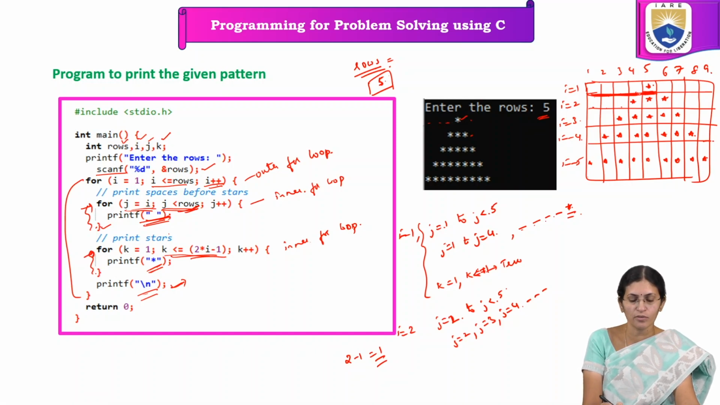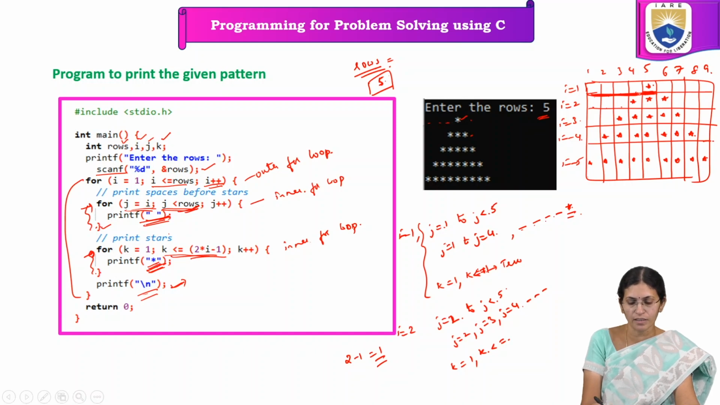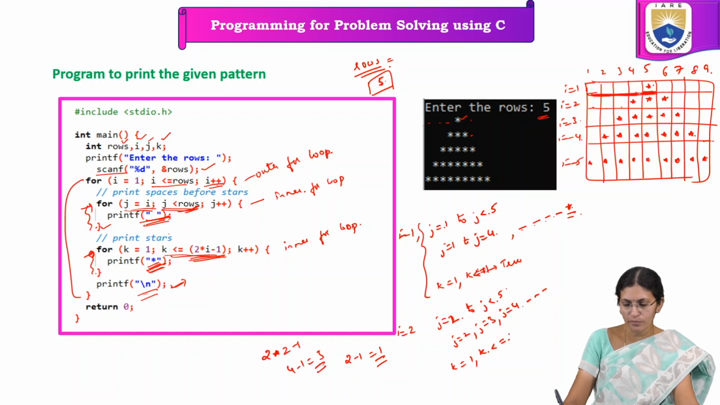So it will enter this loop and it will print the star pattern. So k is equal to 1 and k is less than or equal to... So this star will be printed the number of times this condition is true. So 2 into 2, i is equal to 2 now. 2 2s are 4 minus 1, which is equal to 3. So this will repeat 3 times.